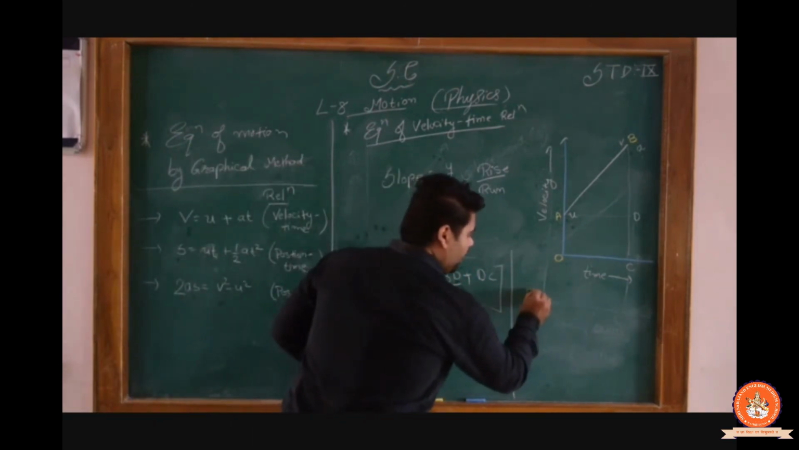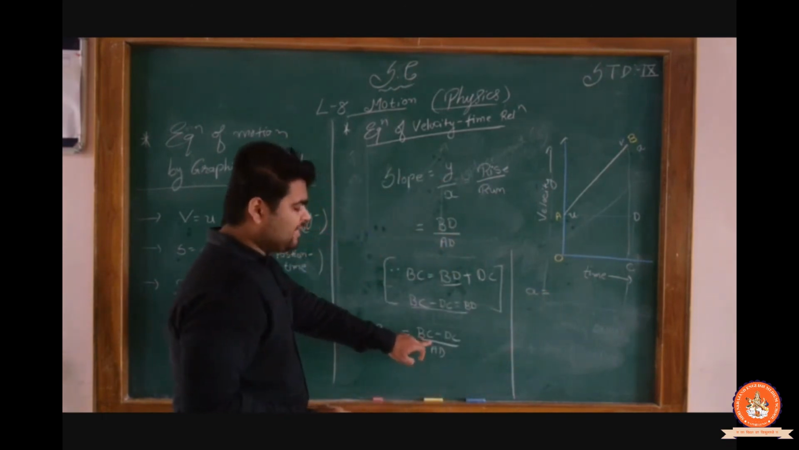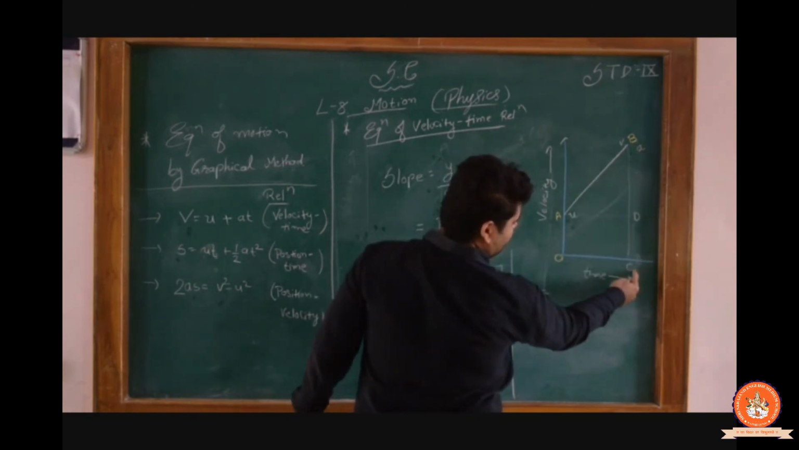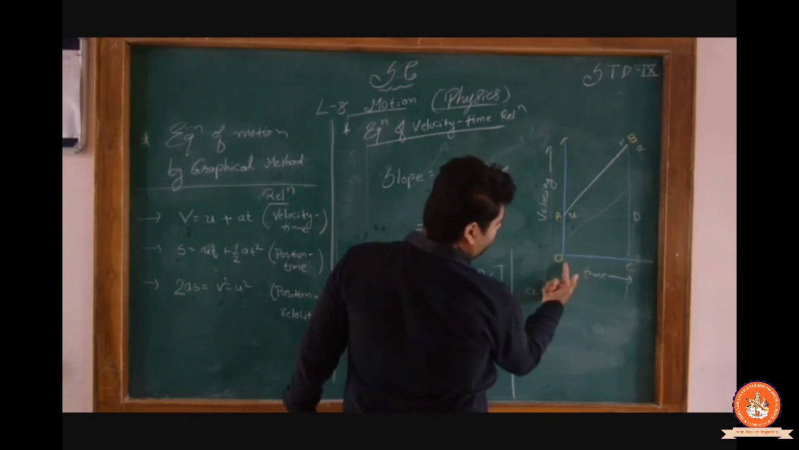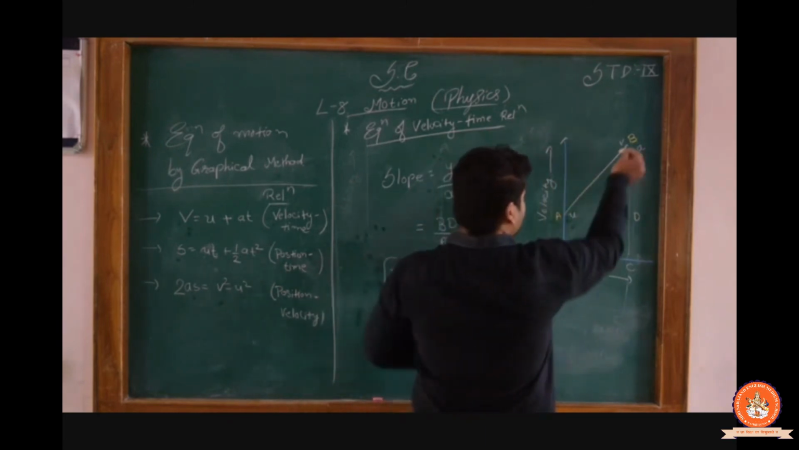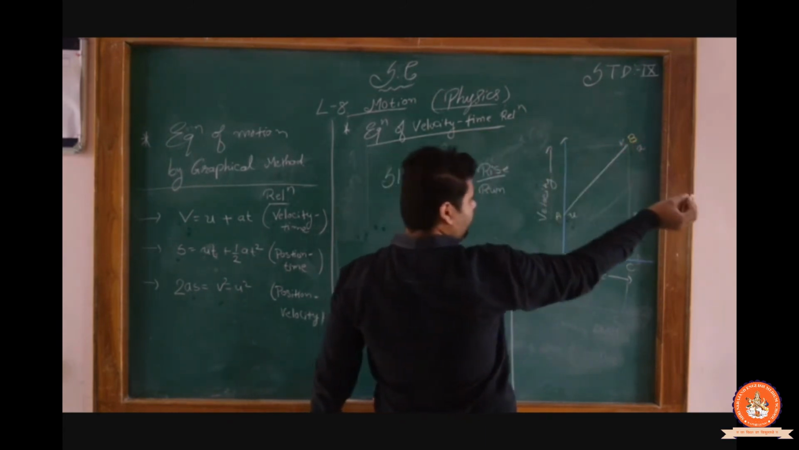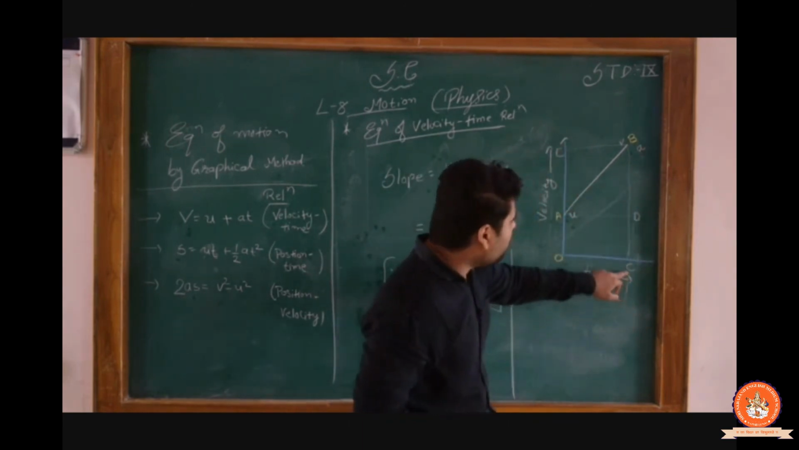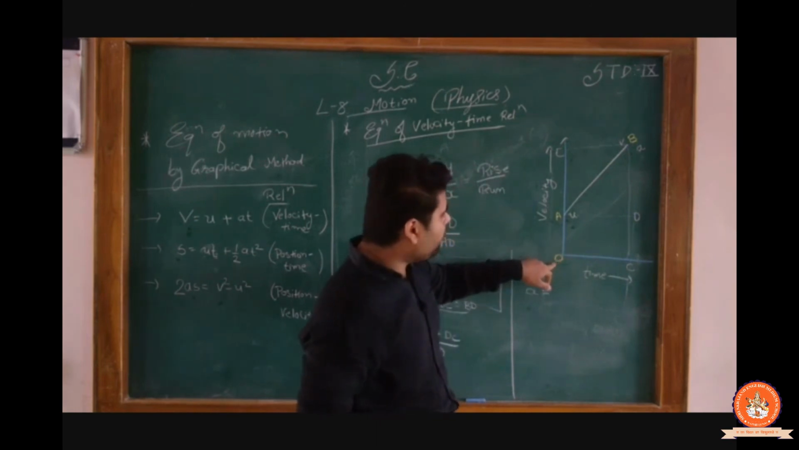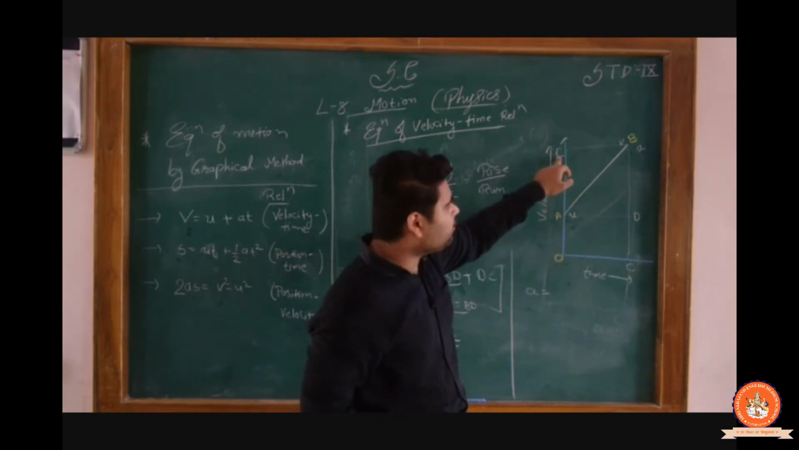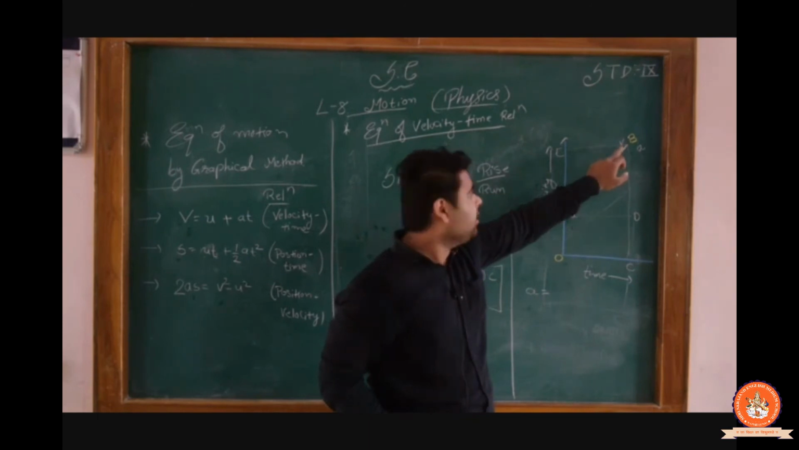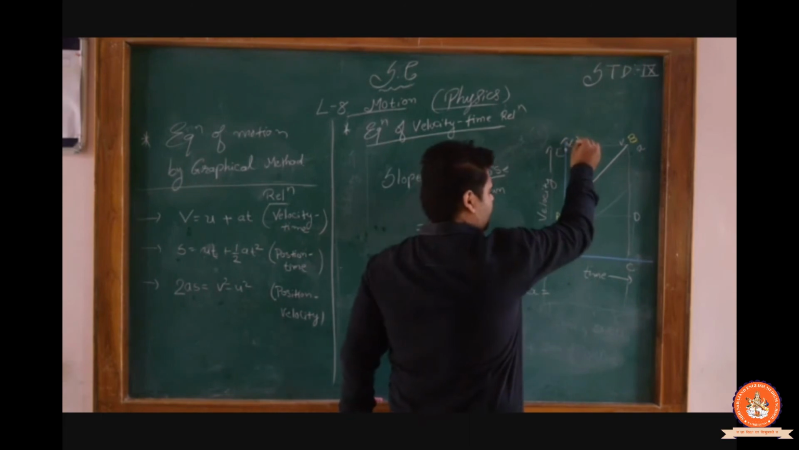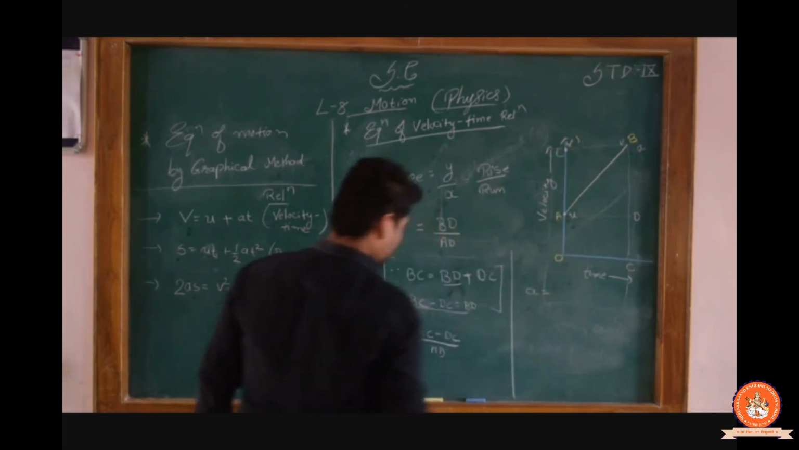Okay, so a equals BC minus DC upon AD. What is BC? Here a point is something, we will place it E. Clear? Because both these lines are parallel, BC equals OE. OE is our final velocity v. Clear? This is our point v, the final velocity, and this is our initial velocity.